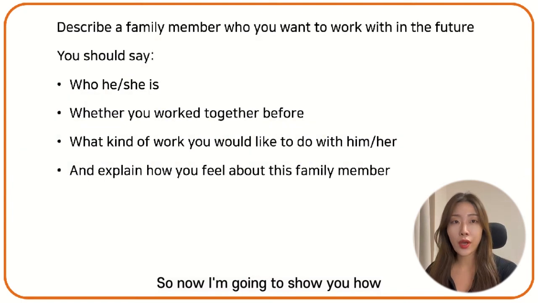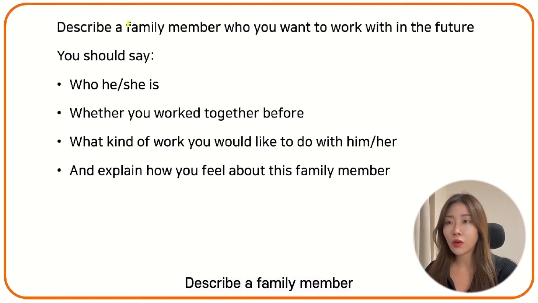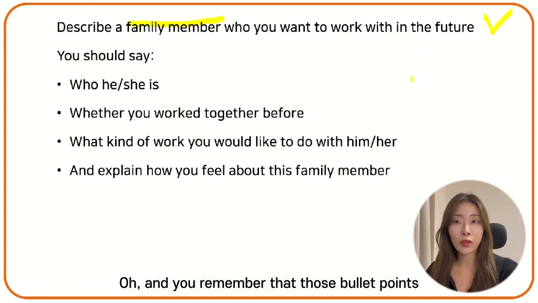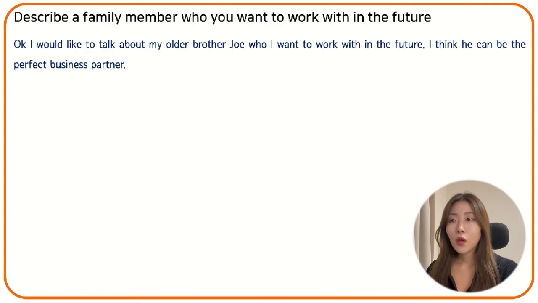Alright, so now I'm going to show you how I answered this cue card by using the script as an example. So here you go. Describe a family member who you want to work with in the future. Oh, and you remember that those bullet points are optional, right? Okay, so let's do this. Okay, so I'd like to talk about my older brother, Joe, who I want to work with in the future.